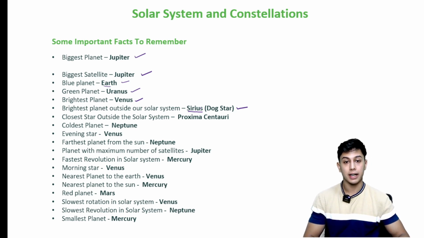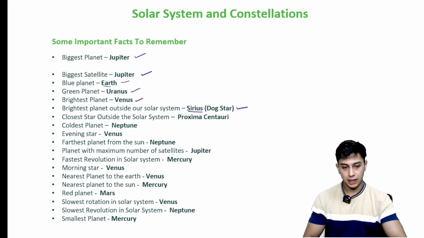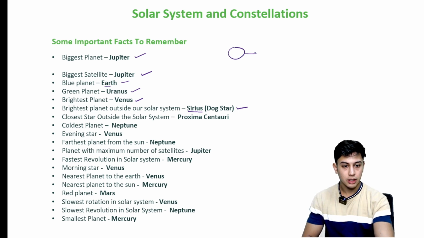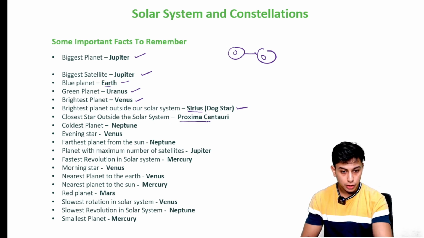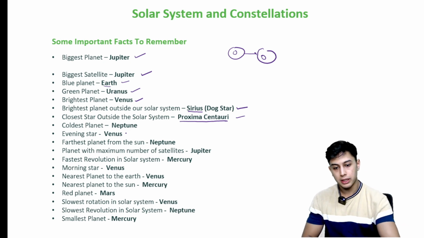Closest star outside the solar system. So which star, like the sun, is the closest outside the solar system? Alright. So we have the solar system over here. Alright, it has the sun. There is another star that is closest to us. Which is that? Proxima Centauri. Alright, Proxima Centauri. Remember the name, Proxima Centauri. Coldest planet in our solar system, the coldest planet is Neptune.